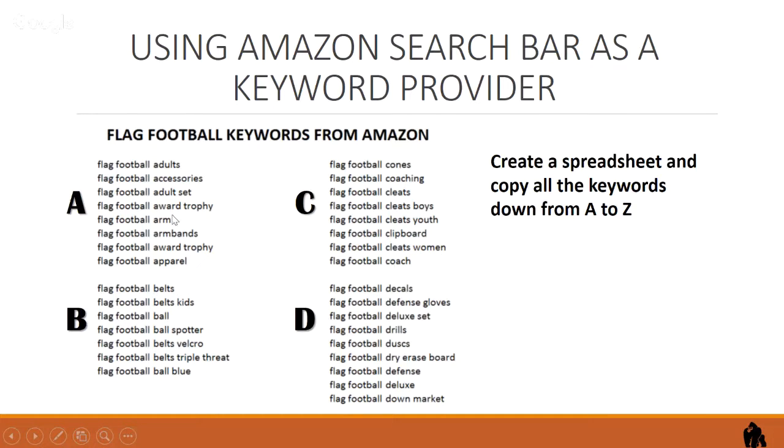Now, a search term is also known as a long tail keyword. A keyword would be football. A long tail keyword or term would be flag football adults. So all of the words together is commonly known as a long tail keyword. If you're hearing some of these terminologies and you wonder what they are, I just want to try and explain what they are. So anyway, I've now got my list from A right through to Z of all of what Amazon believes that I'm searching for.